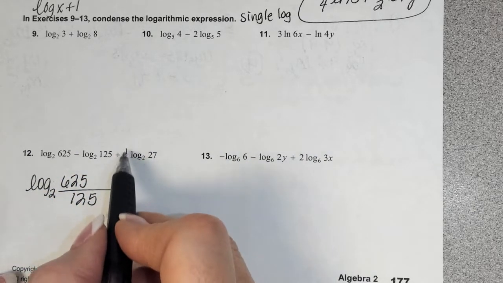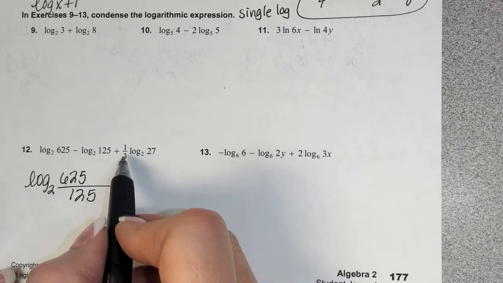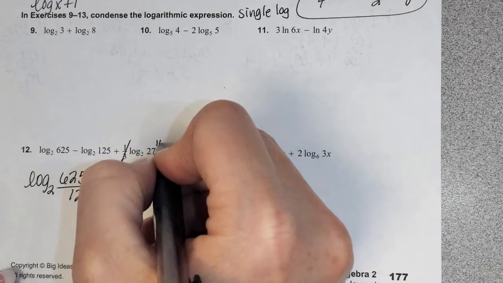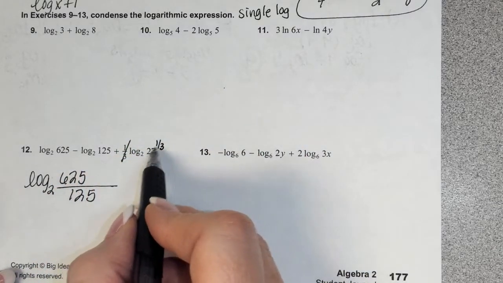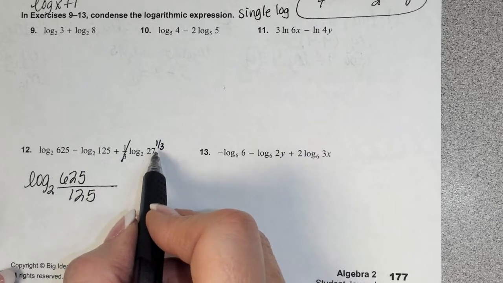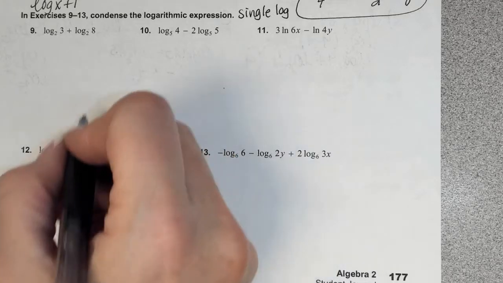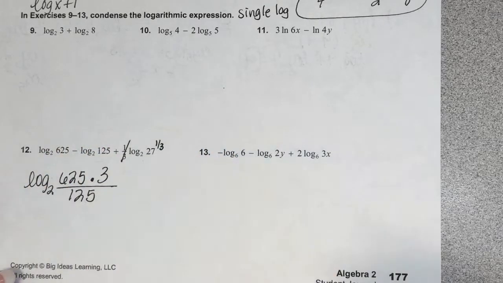This 1/3, I might as well simplify before I put this anywhere. Where can this 1/3 go as a what? Exponent, so it becomes 27 to the 1/3. What is 27 to the 1/3? And where does the 3 go, top or bottom? Top, because it's plus. So 3 on the top.